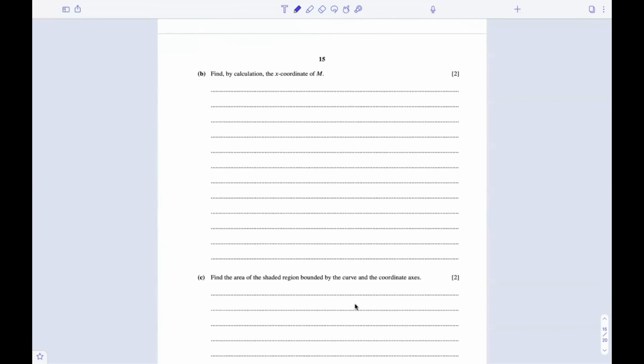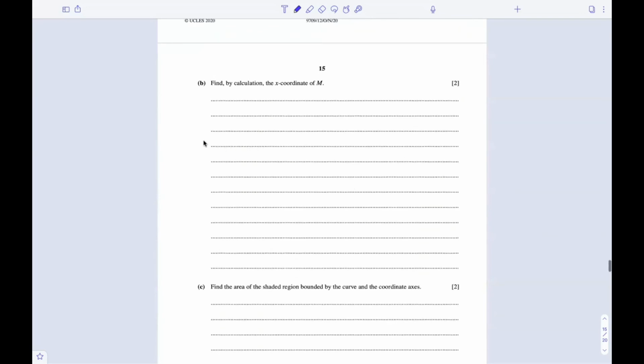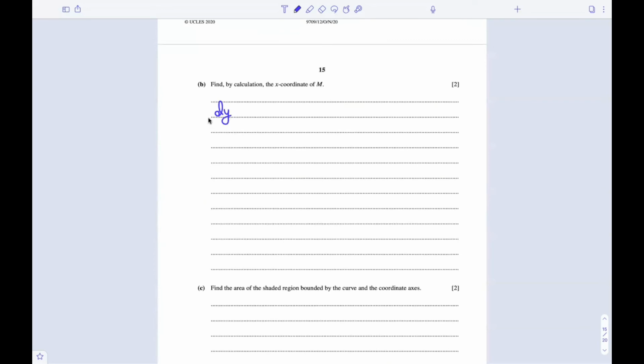Now in the next part, we have to find the x coordinate of m. As we know that m is the minimum point on the curve, on that point the dy/dx would be 0. So first of all, we can start off by writing that dy/dx would be 0 for the minimum point m. The dy/dx was 8 divided by (3 minus 2x) to the power 3, minus 1, is equal to 0. Taking the 1 on the other side, we get 8 upon (3 minus 2x) to the power 3 is equal to 1.